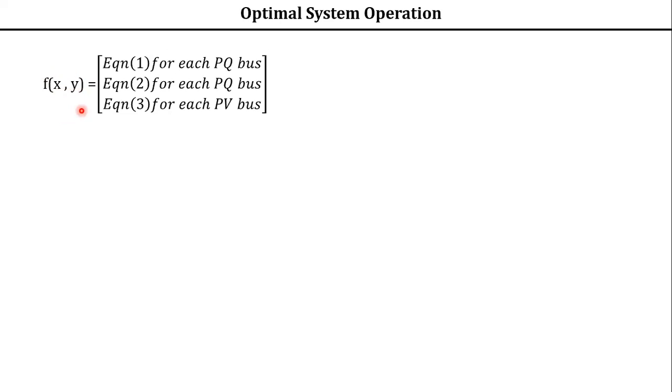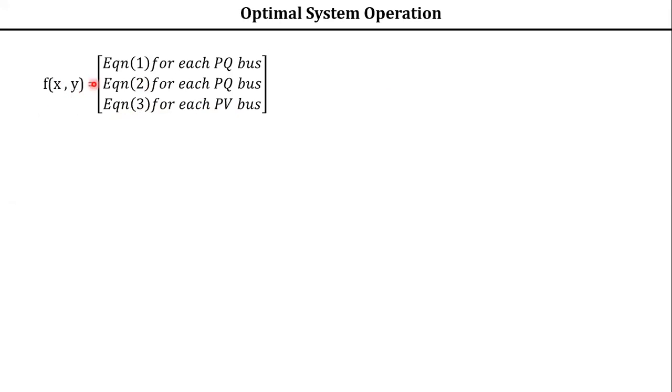So define a function of the state variable as well as the controllable variable, represented in vector form: equation 1 and equation 2 for each PQ bus. If it is a PQ bus, two equations will be there, 1 and 2. If it is a PV bus, equation 3 alone you have to evaluate, you have to solve. Hope you understood this point.